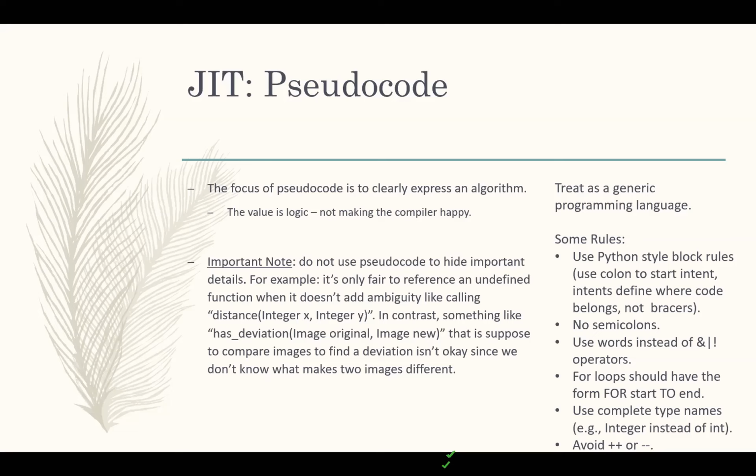Versus, for example, one that people have been using in a wrong way, again in my other class. They said, okay, I'm doing pseudocode, but the function that my pseudocode calls is something called has deviation. It's actually an image comparison function, right? It takes in 2 images, compares them, and returns a Boolean, true or false: is there a difference between the 2 images? You can see the definition there, this function called has deviation that compares 2 images.